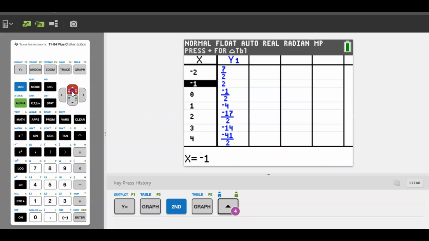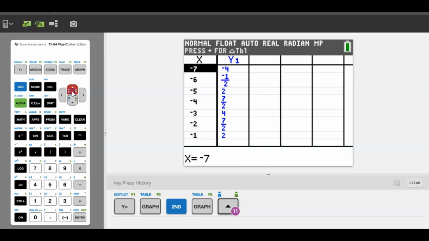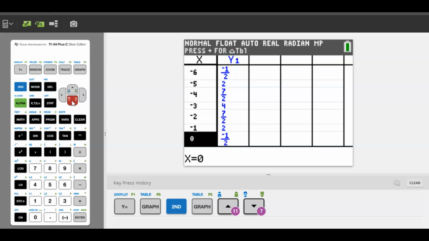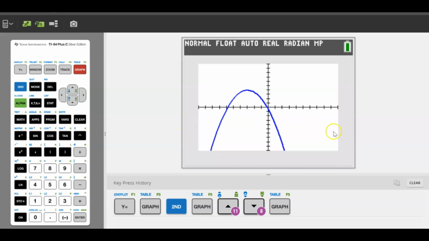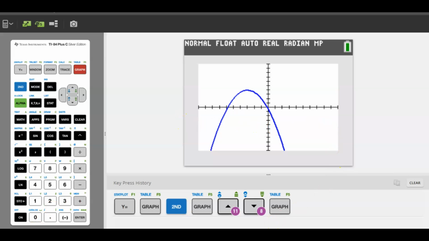So when x is negative 7, we get negative 4. When x is negative 5, we get 2. When x is negative 3, we get 4. When x is negative 1, we get 2. And when x is 1, we get negative 4. So even though it might not look like it a little bit, it is actually the exact same one. So now you'll have time to go and practice. Let me know if you have any questions.